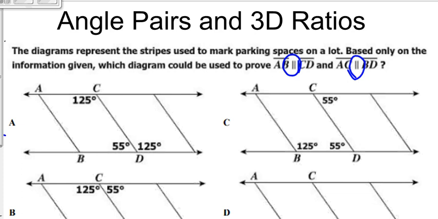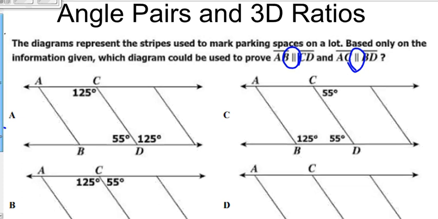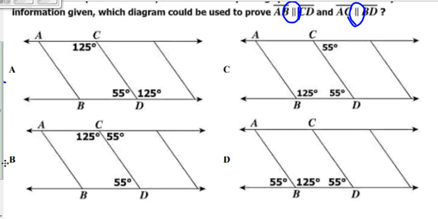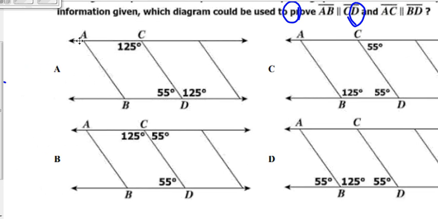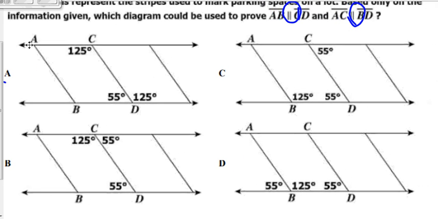Okay, so that means we have to have information about both lines AB and CD, as well as AC and BD. So I'm going to highlight AC in one color for all my lines and BD in the same color because I'm trying to prove those parallel.